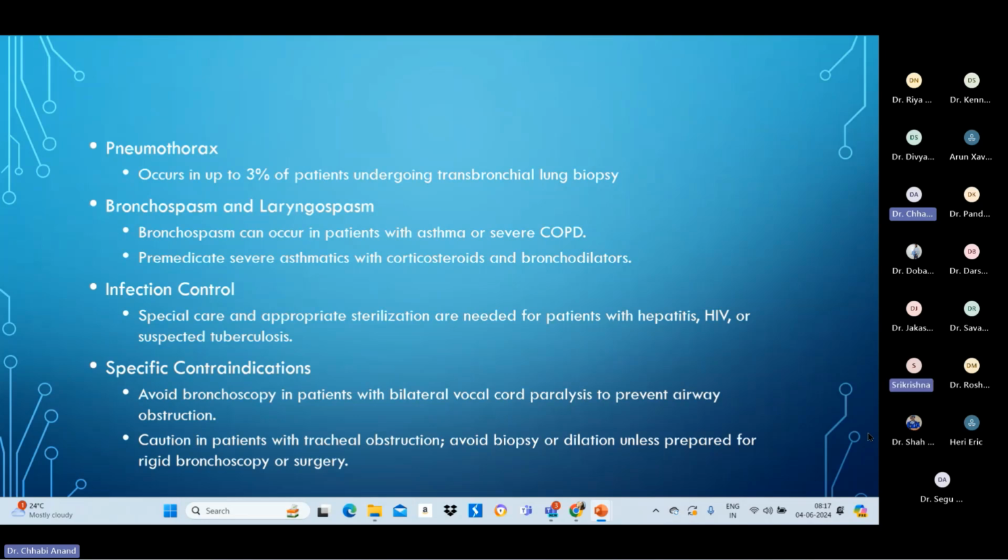Specific contraindications: avoid bronchoscopy in patients with bilateral vocal cord paralysis to prevent any airway obstruction. Caution in patients with tracheal obstruction; avoid biopsy or dilation unless prepared for rigid bronchoscopy or surgery.